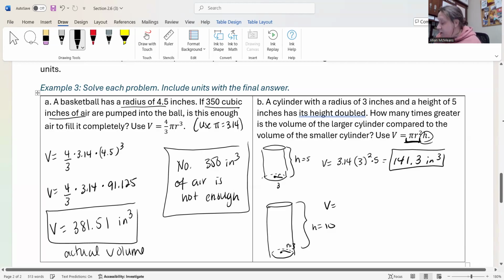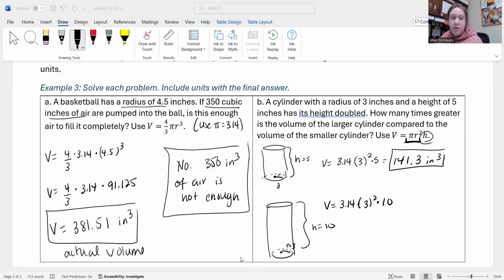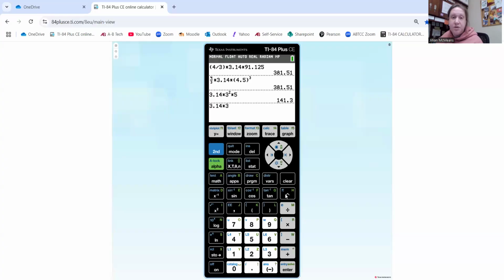Now let's go ahead and find the volume of the larger figure. The volume of the larger figure is still 3.14 for pi. The radius of the larger cylinder is still just 3 squared. But this time the height is 10. So let's go to the calculator and see what we get. We're going to take 3.14 times 3 squared, hit the right arrow to leave that superscript world, multiply by 10, and this time we get 282.6.